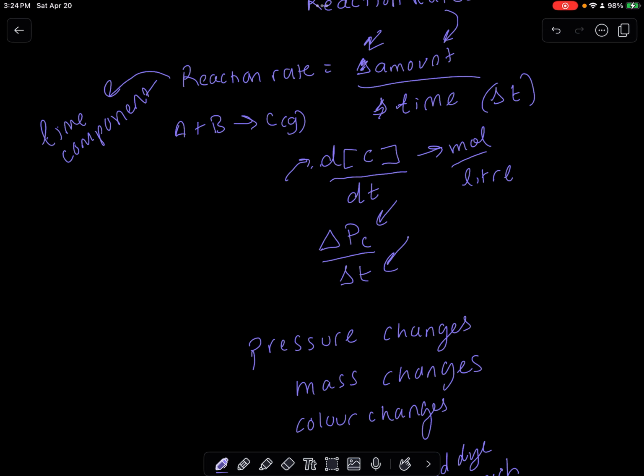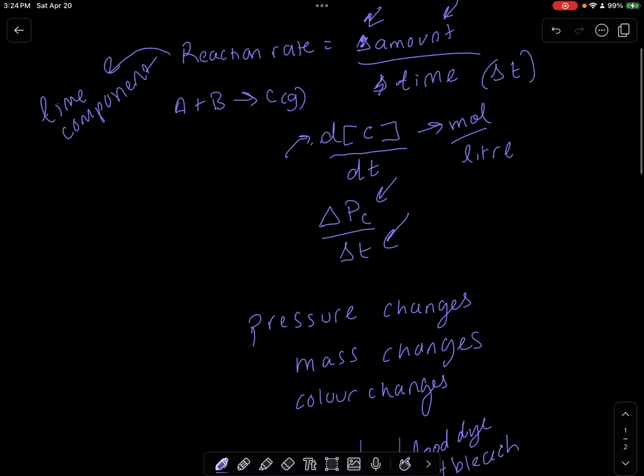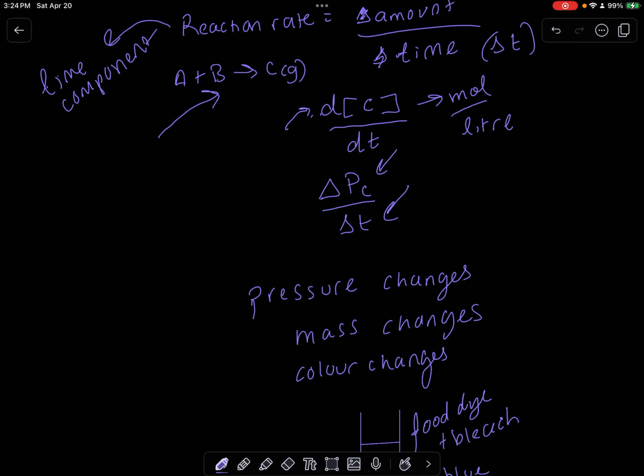So let's look at some ways in which we can measure reaction rates. And the simplest way is to measure the change in concentration. So in this reaction, A plus B goes to C. What we can do to measure the reaction rate is measure the change in concentration of C with respect to time, because the concentration of C will increase as the reaction progresses. If C is a gas, then we can also measure the change in the pressure with respect to time. Pressure is also a concentration, something sometimes people forget that.